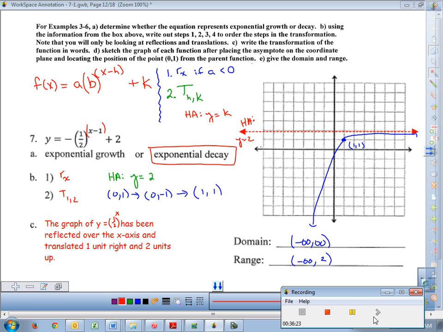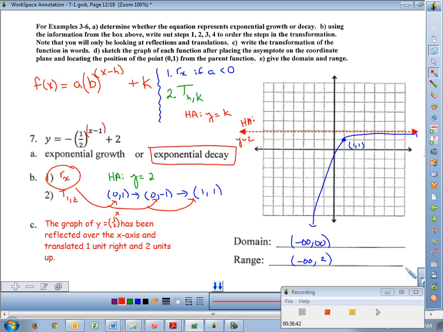So here's 7, right? It did get reflected over the x-axis, so that's why we had to move 0, 1 here first, then move it to 1, 1. If you're struggling with that, you just need to come see me. I'll help you with that. Don't forget to write your sentence also. Sentence, sentence, sentence. Just one more. Get that one done for me, please.